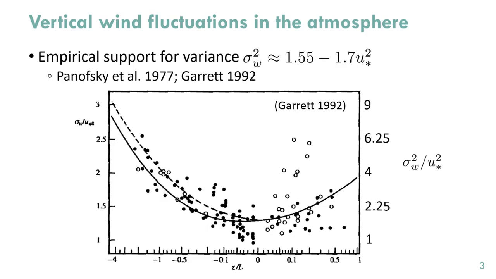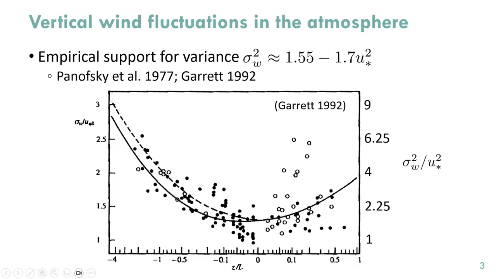We have empirical support for this from stability curves for the vertical velocity variance, given here as sigma w squared. It is found to be between 1.5 and 1.7 times u star squared, the surface momentum flux, under the neutral limit. This is coming from fits by Panofsky in the 1970s and later reported by Garrett in his textbook.